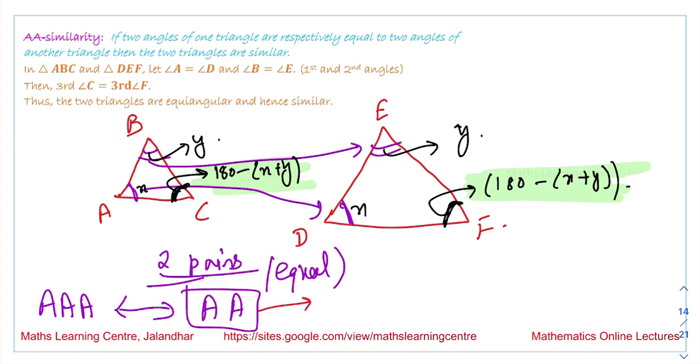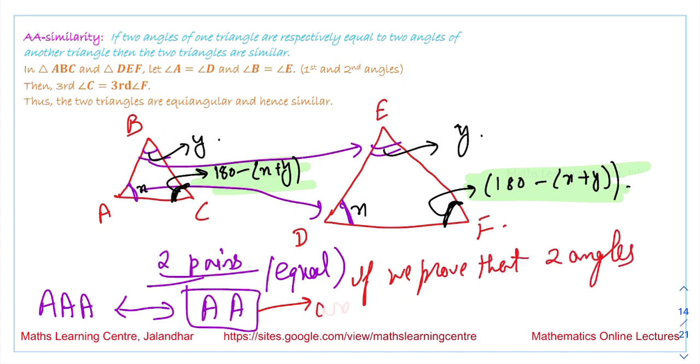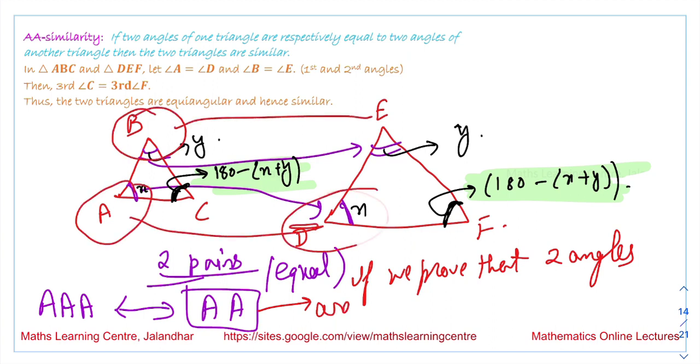It means if we prove that two angles, meaning B is equal to E and A is equal to D, that two angles of a triangle are equal to two angles of another triangle, then the two triangles are similar to each other. Proving that two angles are equal is sufficient for the similarity. Next is SSS similarity.